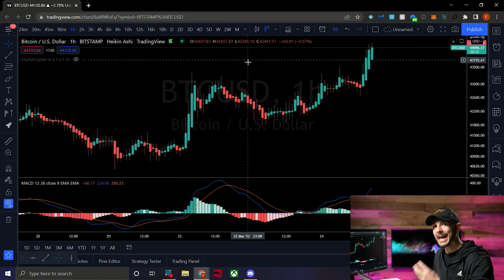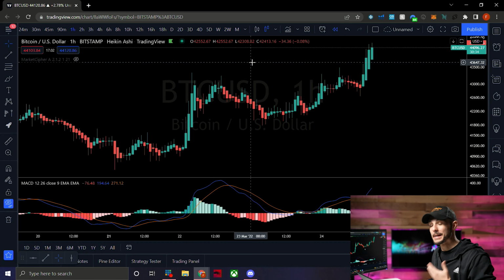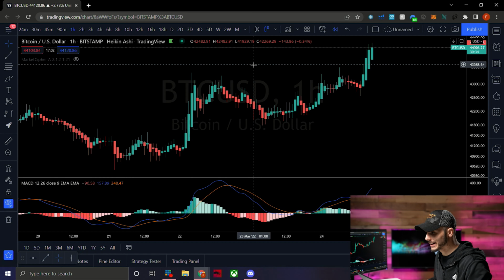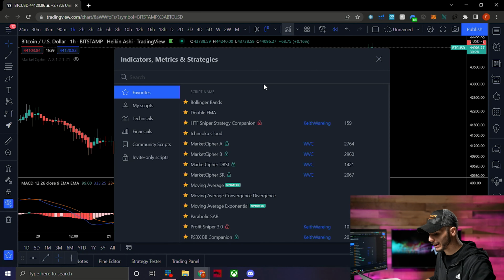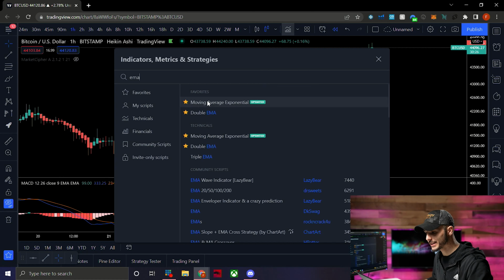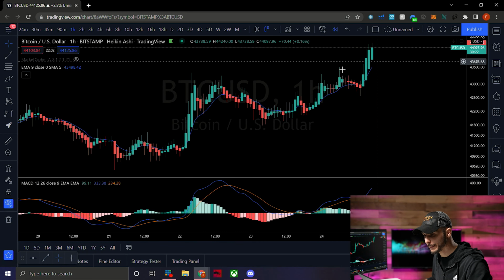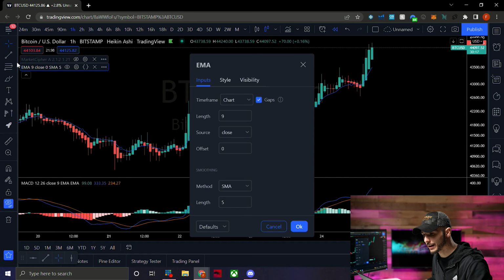So next, we're gonna add an exponential moving average, or an EMA. So you're gonna go back to your indicators button right here, go ahead and click and type EMA, and you will see right here, moving average exponential. Go ahead and click that, and you will see it pop up right here on your chart. Go ahead and click this settings wheel, or just double click on this little box.